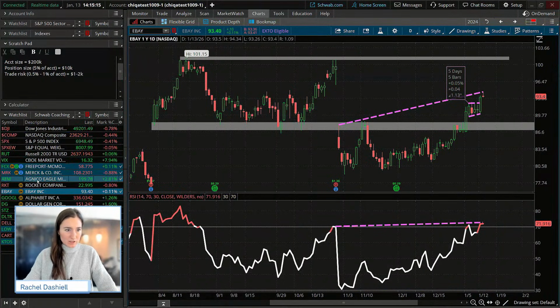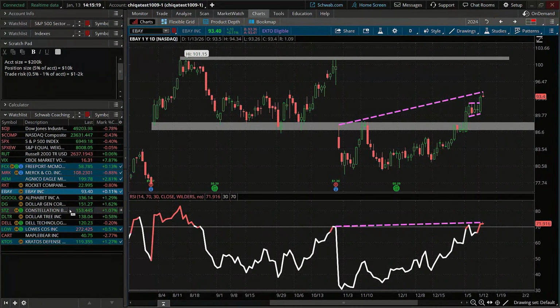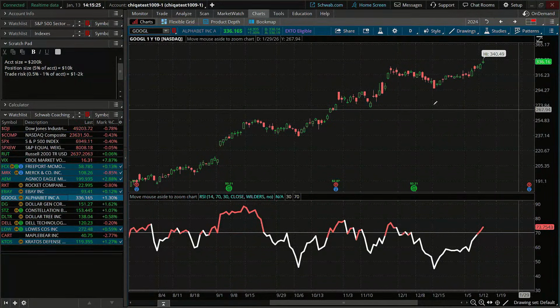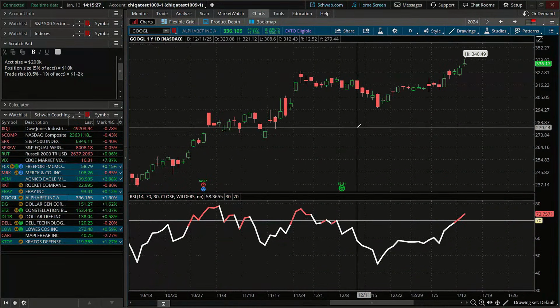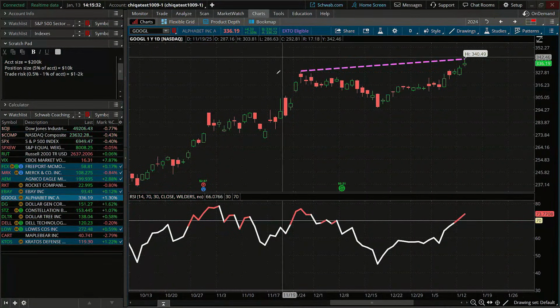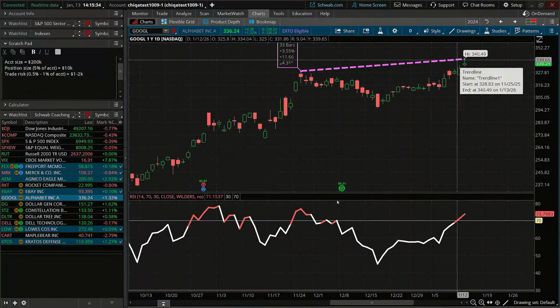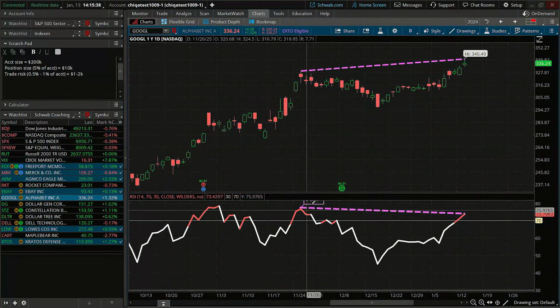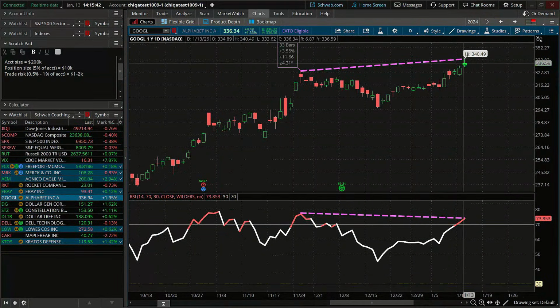So let's go through another example. Let's see here. Let's look at a couple bearish divergences. So let's look at Google, for example. Okay. So Google has broken to new highs in this case. So I'm going to take that line, draw it from those previous highs. I'm going to take this line, draw it from the previous highs, we're just seeing a slight bearish divergence. We haven't seen a break in trend.